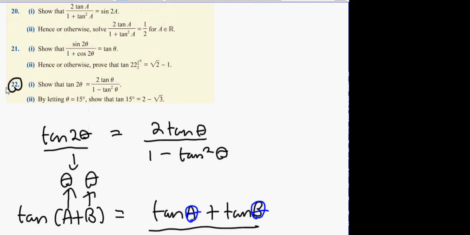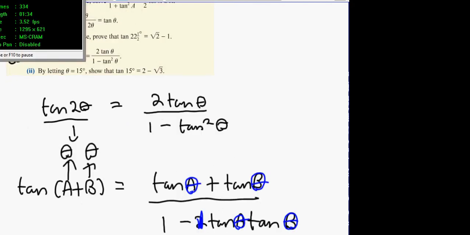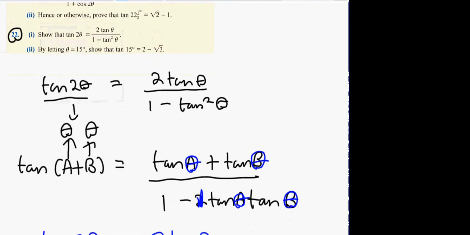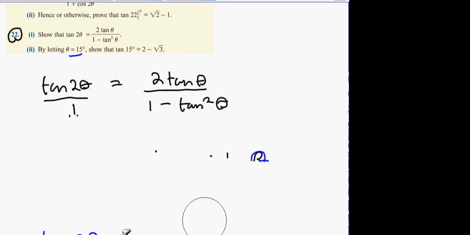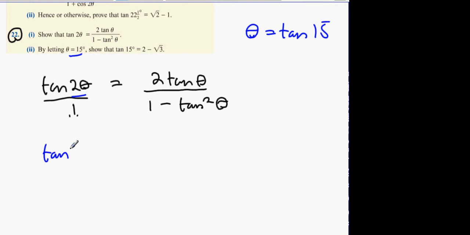Now, what's happening next is it goes by letting theta equals 15, show that tan 15 equals 2 minus root 3, okay? Now here's the problem. It wants me to use the original equation, otherwise it probably wouldn't be there, okay? Now, if theta equals 15, look at this. What's tan 2 theta then? 30. Tan 30 equals 2 tan 15 over 1 minus tan squared 15.